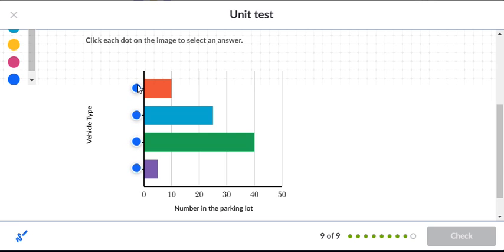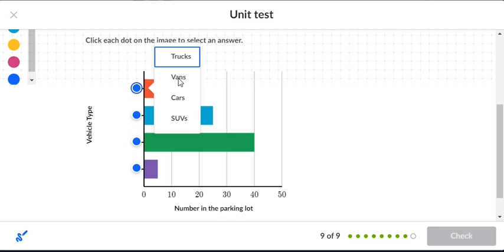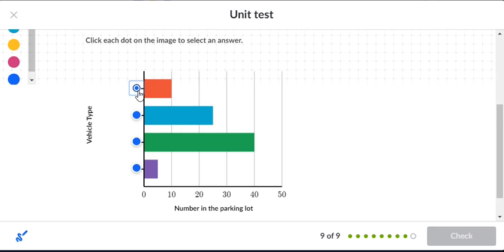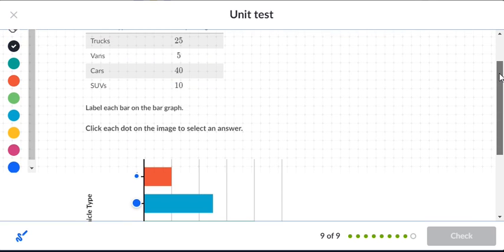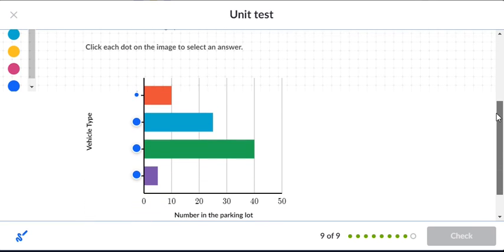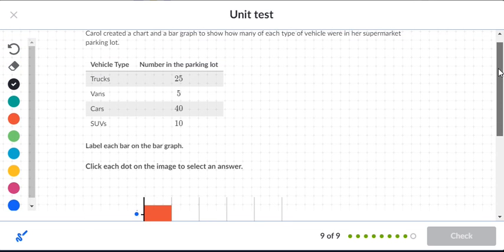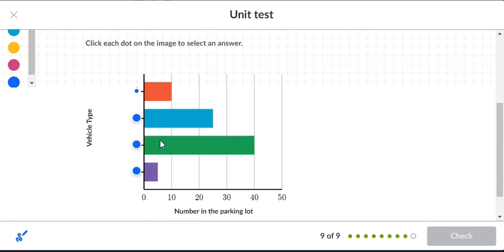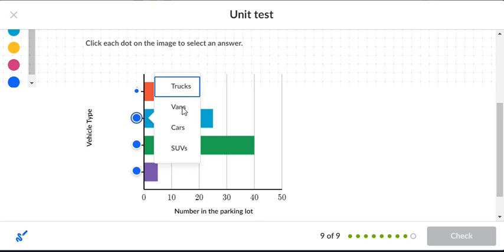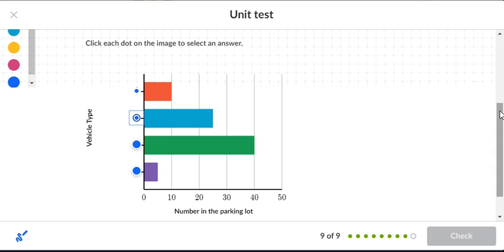So we click on this blue dot and we clearly see this was SUVs. If we want to check that, we click it and we say, okay, that is SUVs. So SUVs were 10. Now this next number is between 20 and 30. So between 20 and 30 is 25. So that's trucks. You can clearly see that's trucks there. So trucks is 25. So let's click here. Let's find the trucks. And we can click on it just to verify what we clicked on.